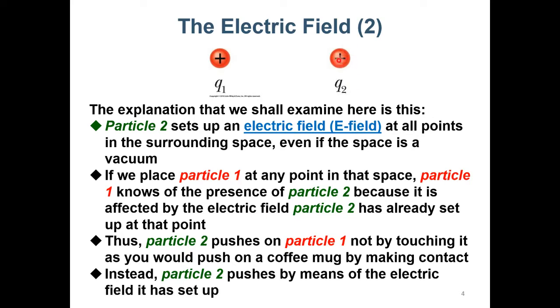So particle 2 pushes on Q1 not by touching it, as you would push on a coffee mug by making contact. Instead, particle 2 pushes by means of the electric field it has set up. So Q2 pushes Q1 not by touching it, but through the electric field, simply said.